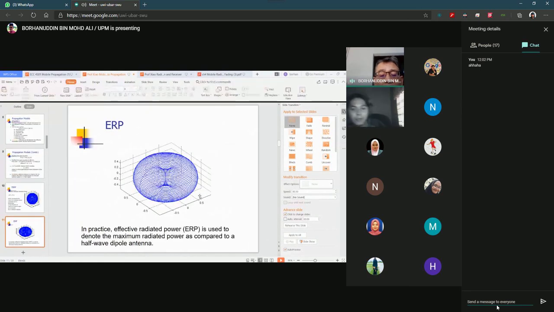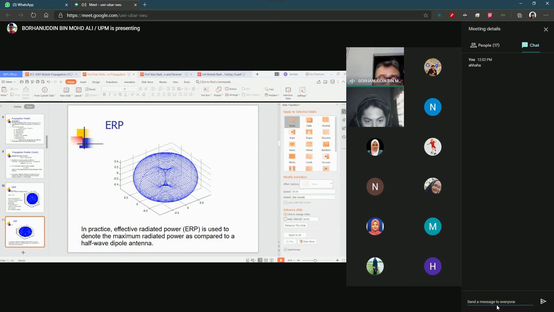Now, the dipole antenna, which is a basic antenna. Its radiation pattern is like this. You can see one loop here, another loop here, and it's almost like a donut. It has a dent here, but it doesn't go through. And this is the radiation pattern for a dipole antenna.